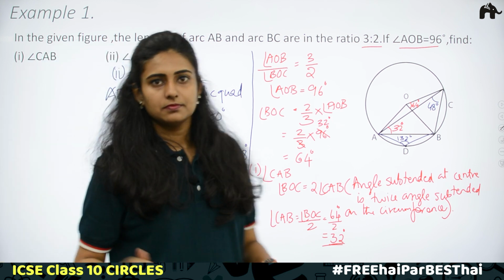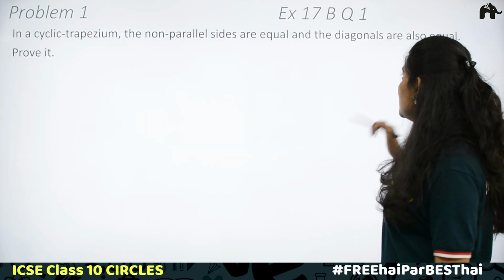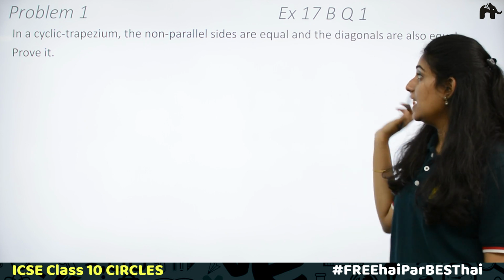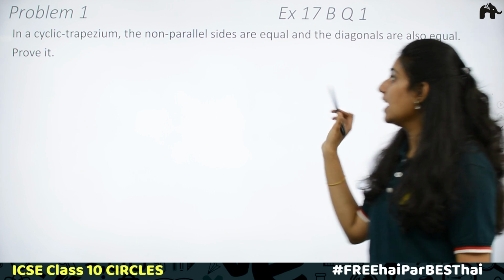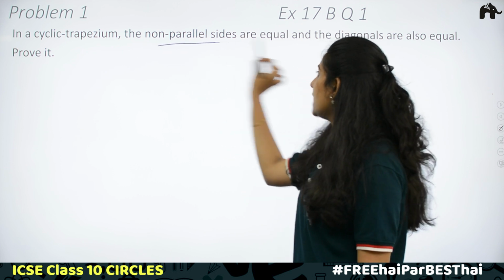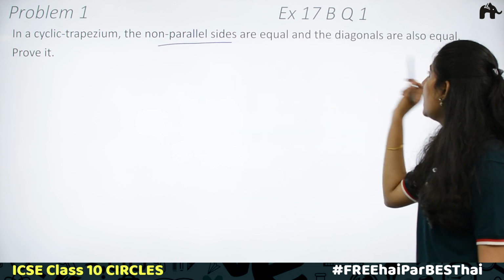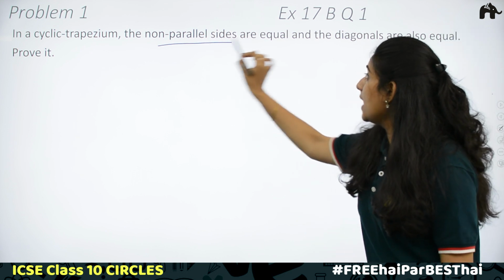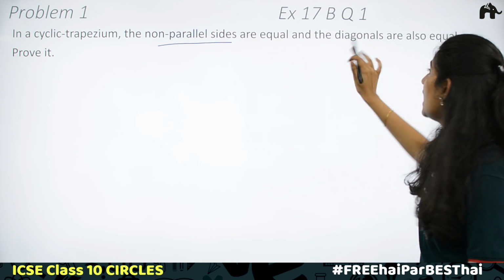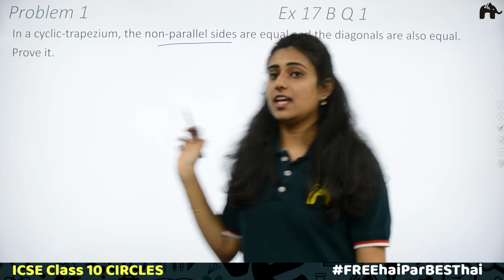Clear? Understood this? Now let us solve questions from exercise 17B. Here we have the first problem, question 1 of exercise 17B. In a cyclic trapezium, the non-parallel sides are equal and the diagonals are also equal. We have to prove that the non-parallel sides and the diagonals are equal in a cyclic trapezium.